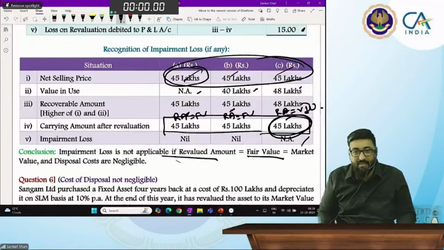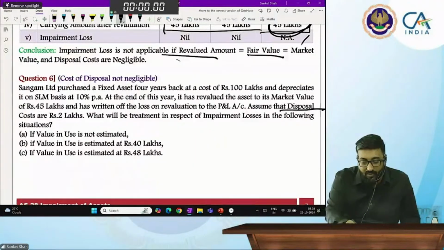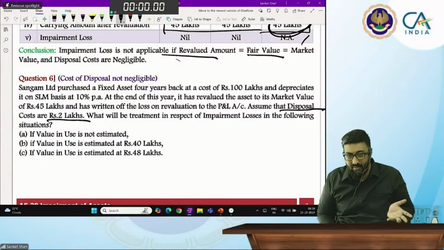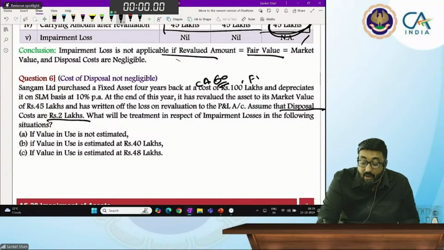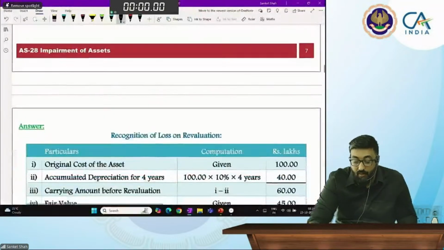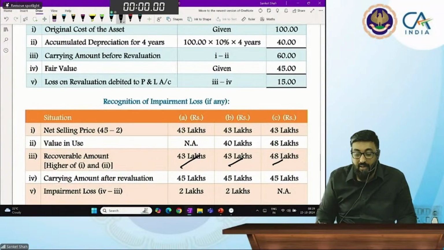Understood? Yes sir. Now, in the same question, if there is a disposal cost, see, the logic is very simple. If there is a disposal loss, fair value is 45 and disposal cost is 2 lakhs. My carrying amount was 60. But now what is my fair value? 45 minus 2, what will it be? 43 is my recoverable amount, and in the last case 48.